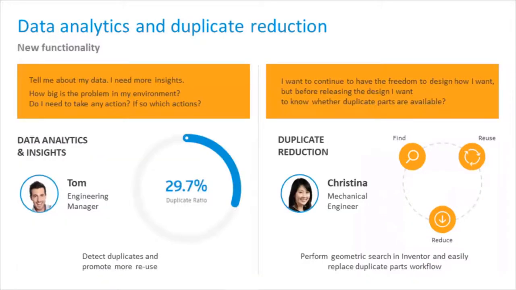Vault 2021 also includes a duplicates dashboard that gives you the ability to create and export a report on duplicate part files. The dashboard can show you a ratio of duplicate parts in your vault and help you identify and reduce duplicates. Again, duplicate search and duplicates dashboard are features that'll save you a lot of time and money and are worth exploring in Vault Professional.